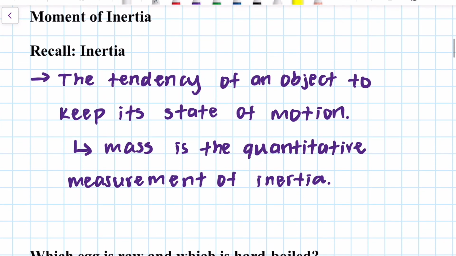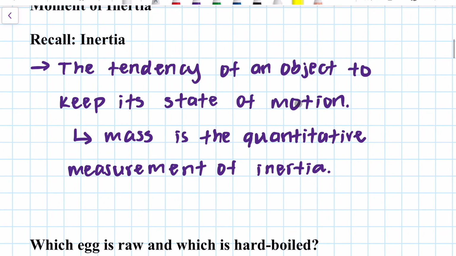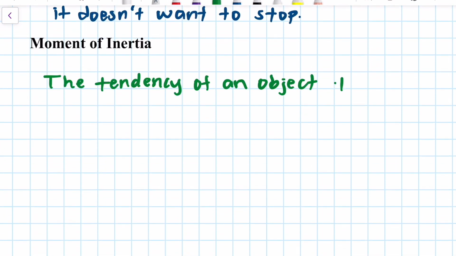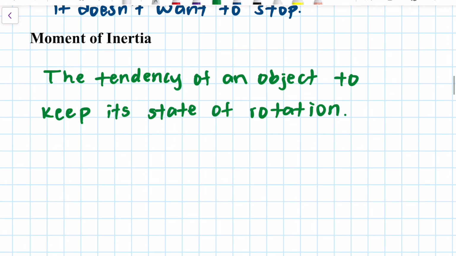So we'll write the definition for inertia based on what we wrote down for this traditional inertia. But instead of state of motion, we'll replace that with rotation, okay? So let's define moment of inertia. The tendency of an object to keep its state of rotation. That means if an object is rotating, it wants to keep rotating. If an object is not rotating, it wants to remain that way.